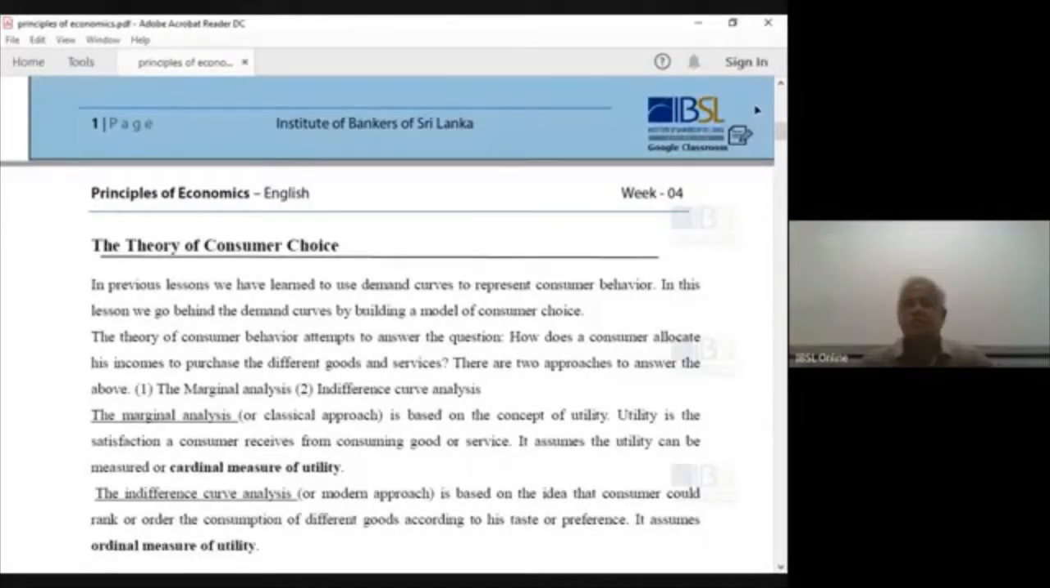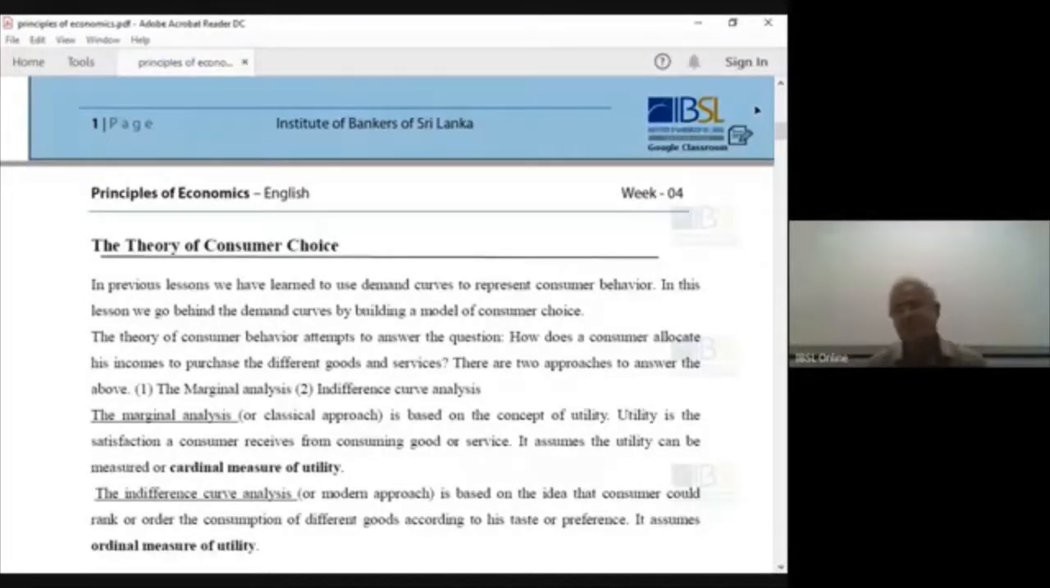This is how the consumer behaves. This is how the consumer takes decisions regarding his expenditure, buying of goods. The second theory is called the indifference curve approach. The first approach is the marginal approach, the classical approach. The second is the indifference curve approach, the modern approach.